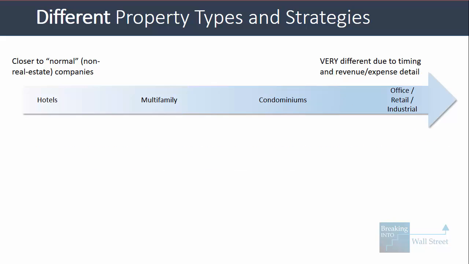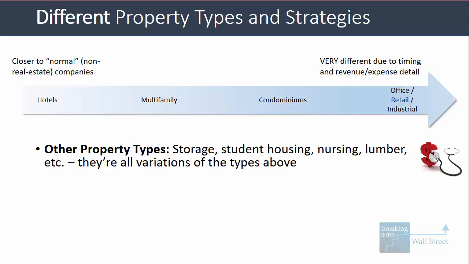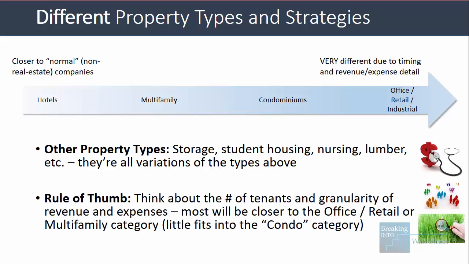We get questions about other property types like storage, student housing, nursing, lumber, or even other more specialized property types. And the truth is they're all variations of the types above. In most cases, whatever you're dealing with is going to be a variation of multifamily or office, retail, and industrial. Hardly anything else fits into the condo category because relatively little else is actually pre-sold.